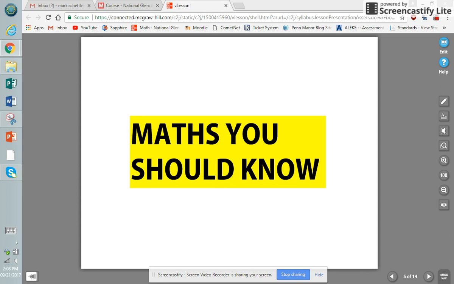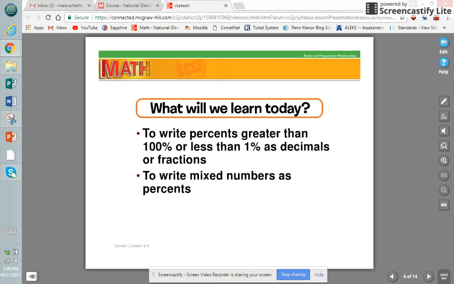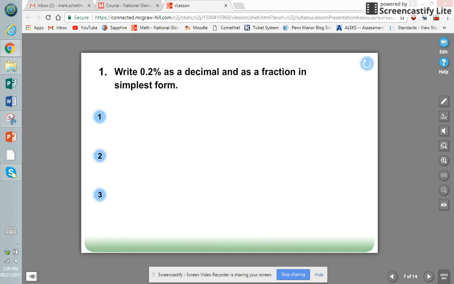We've got some work to do today, friends, because while yesterday seemed kind of simple, today might seem a little bit more complex. Why? Because we're going to be talking about percents that are bigger than 100%, and also percents that are less than 1. We have a lot of work to do. 5 screens to get through. Let's get to it. First things first.